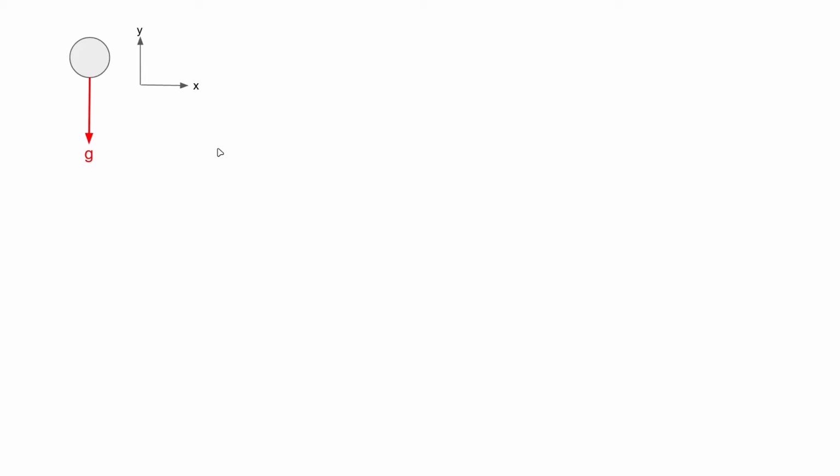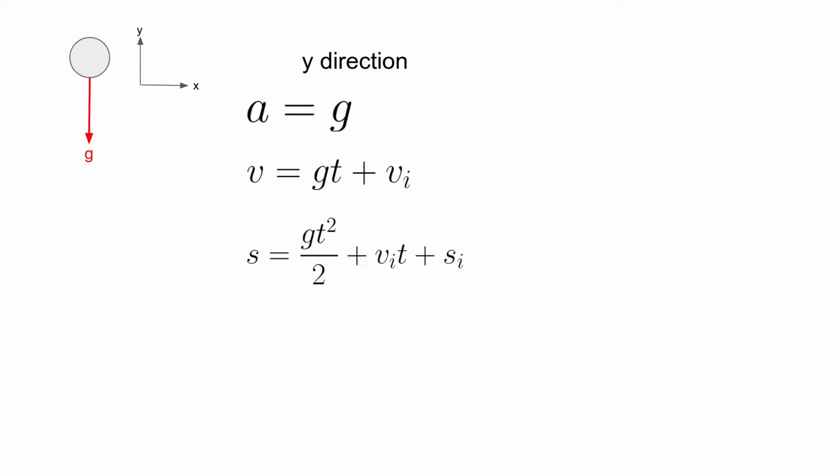So here is the free body diagram for the motion we just looked at, and as you can see there's just an acceleration of g in the negative y direction, or downward, and from that we can see acceleration equals g in the y direction. Then by integrating that we get the velocity, which equals g times time plus whatever initial velocity the ball has, and the displacement, which is g times time squared divided by 2 plus the initial velocity times time plus any initial displacement we may have.